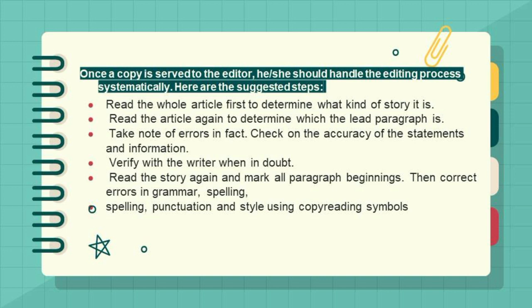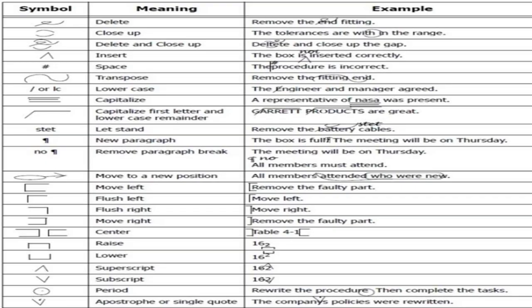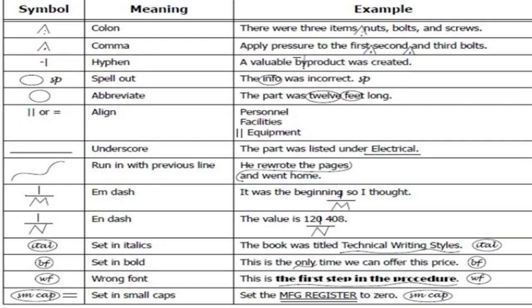Read the story again and mark all paragraph beginnings. Then correct errors in grammar, spelling, punctuation, and style using copy reading symbols. What we have here are the copy reading symbols with their corresponding meanings and examples.